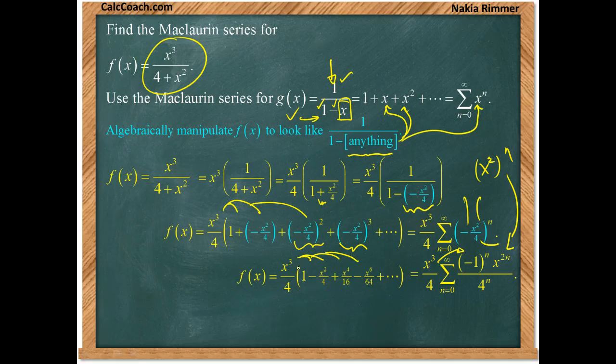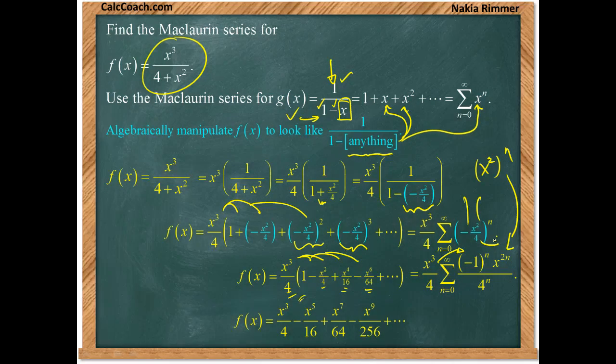And so we do it. x cubed over 4 times 1 is x cubed over 4. x cubed over 4 times negative x squared over 4 is a negative x fifth over 16 because the two 4's multiply. Positive x 7th over 64, negative x 9th over 256, 64 times 4. So that's the first few terms of our series.